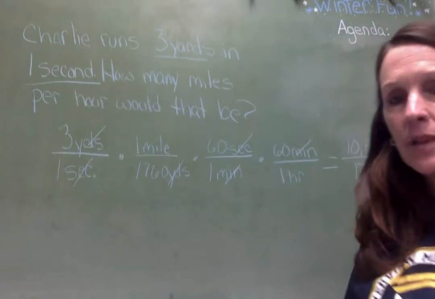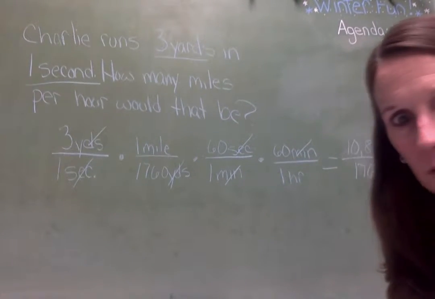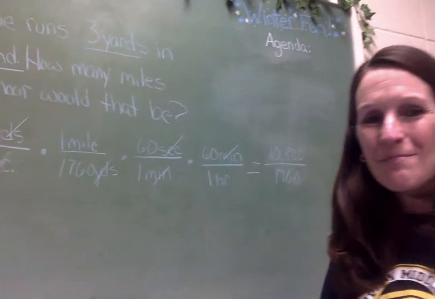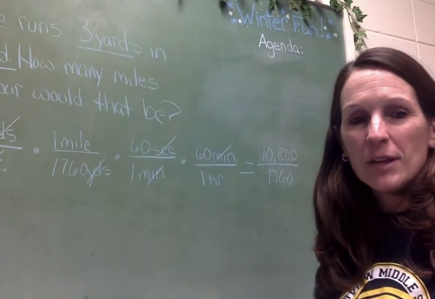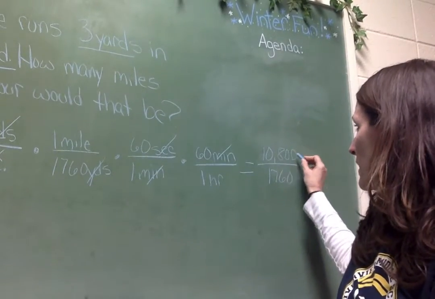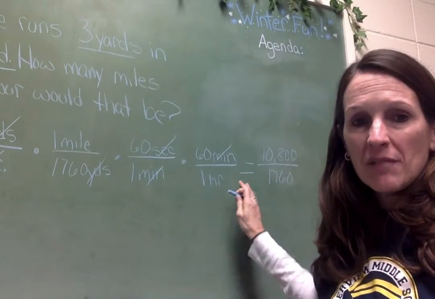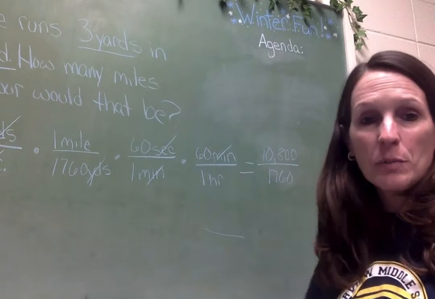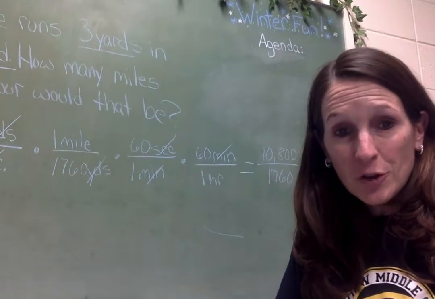The last step, can't even see that answer there. Look, I'm barely in. The last step of that is to divide because you want to simplify your answer. All right, so basically you're going to divide 10,800 by your 1,760. That would be your final answer. That's how you do conversions.